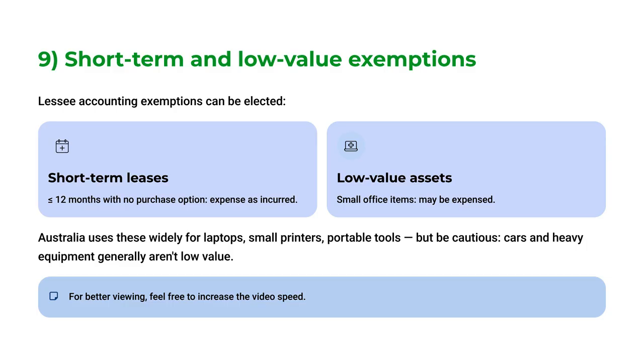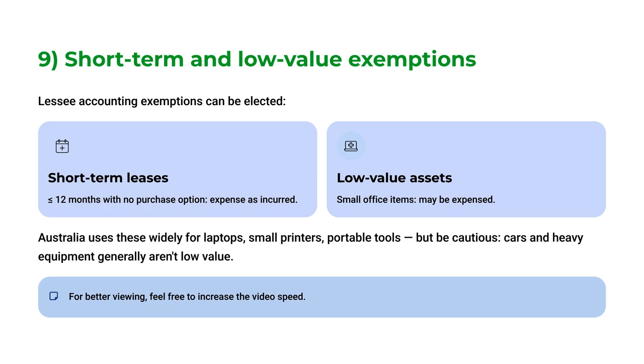Short-term and low-value exemptions. Lessee accounting exemptions can be elected. Short-term leases, less than 12 months with no purchase option, are expensed as incurred. Low-value assets, for example small office items, may be expensed. Australia uses these widely for laptops, small printers, and portable tools. But be cautious: cars and heavy equipment generally aren't low value.